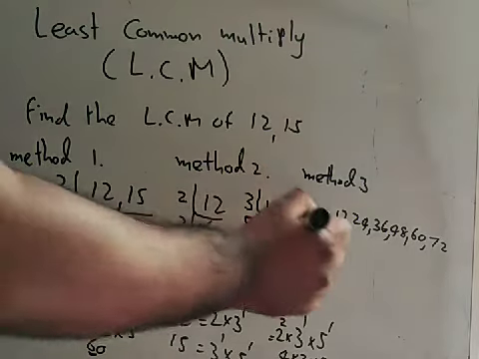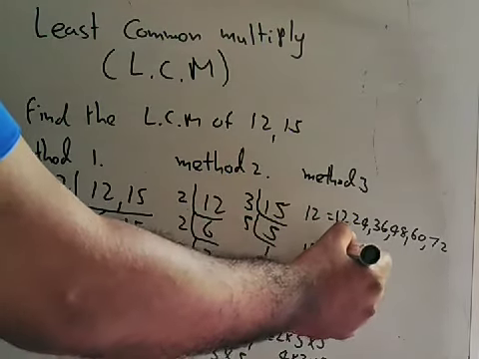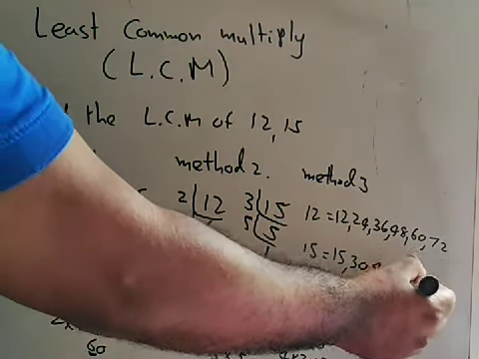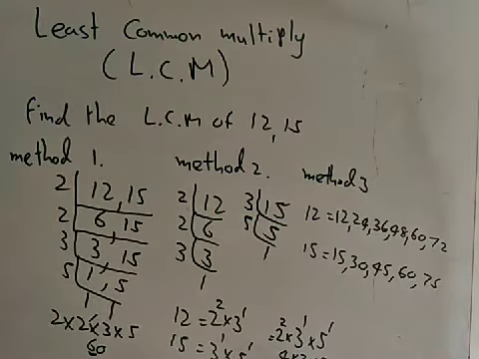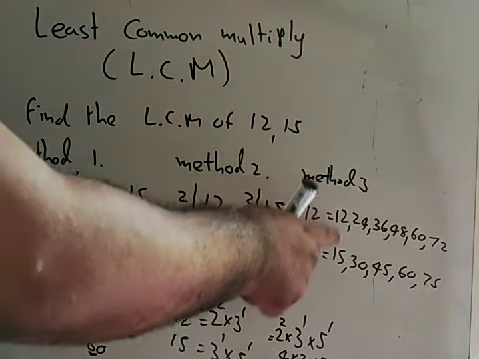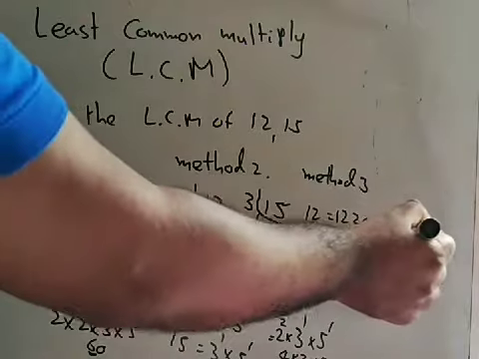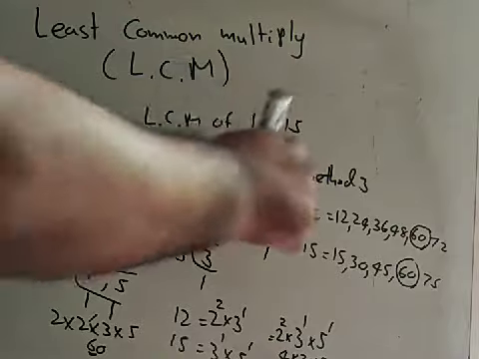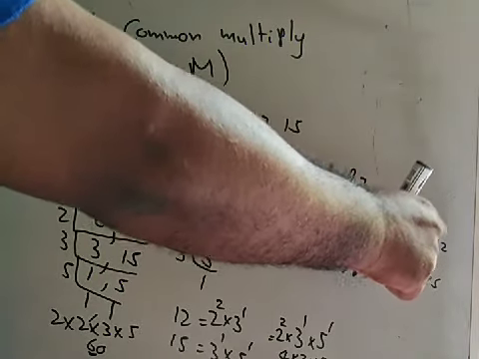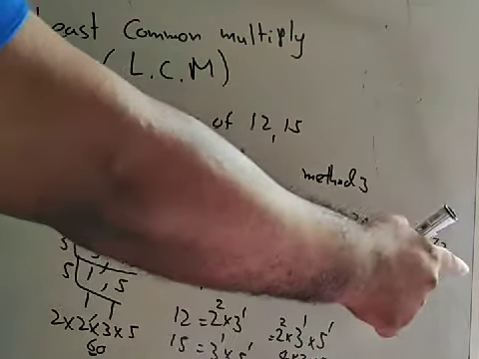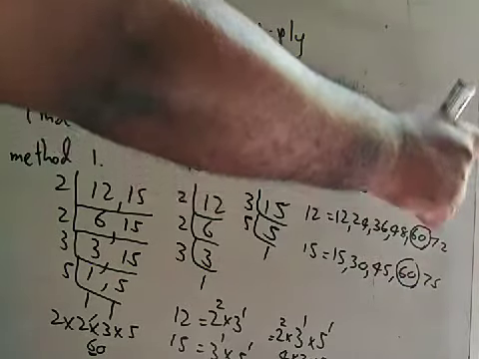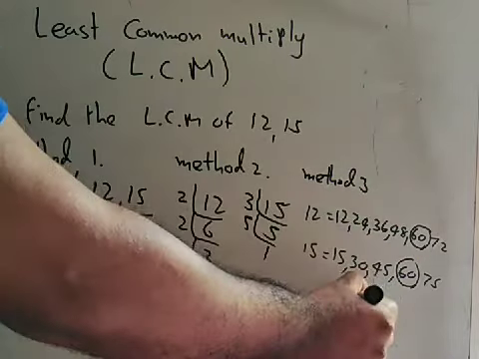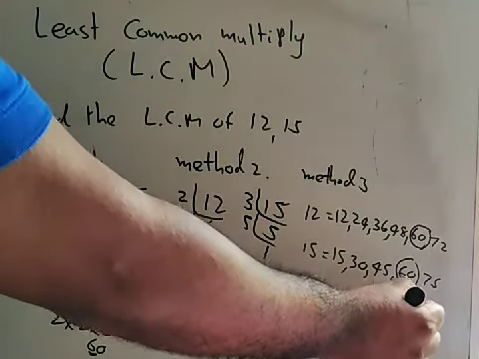Now multiples of 15. What are the first multiples of 15? The first one is 15, then 30, 45, 60, 75. These are the multiples of 15. Now you can see what is common. 60 is common to both. Next, 120, 180, 240 are also common. Then the least common number is 60. The LCM of these is 60.